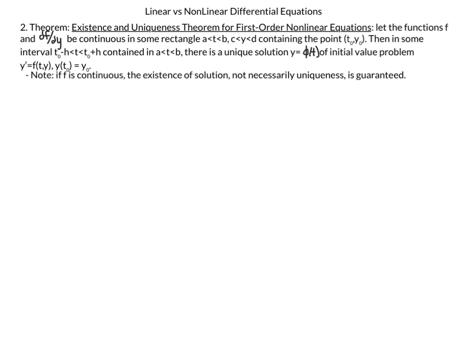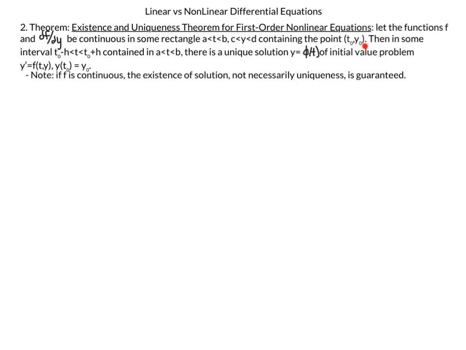The previous theorem was for linear equations. This theorem is for nonlinear equations. So it's the theorem in bullet point number 2. The existence and uniqueness theorem for first order nonlinear equations. Let the functions f and df/dy be continuous in some rectangle, t between a and b and y between c and d. So now the things that need to be continuous are f and the derivative of f with respect to y. Then in some interval, t between t naught minus h and t naught plus h, contained in the interval t between a and b, there is a unique solution, y equals phi of t, of the initial value problem y prime is equal to f of t, y, and y of t naught is equal to y naught.